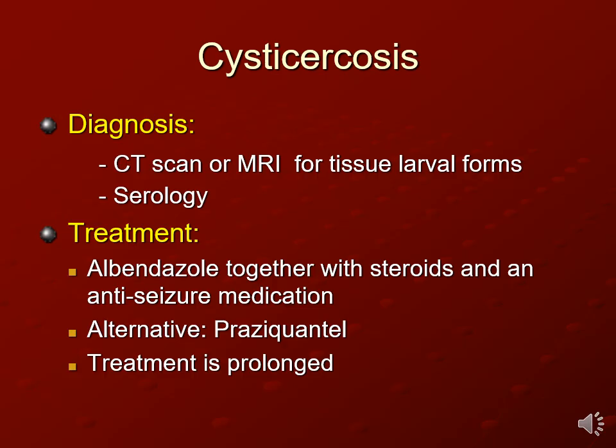Diagnosis: CT scan or MRI for tissue larval forms. Serology can be very helpful as well. Treatment: albendazole together with steroids and an anti-seizure medication, of course. An alternative would be praziquantel, and the treatment is prolonged.